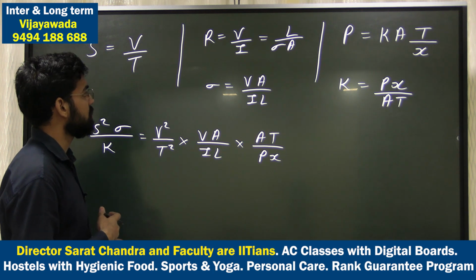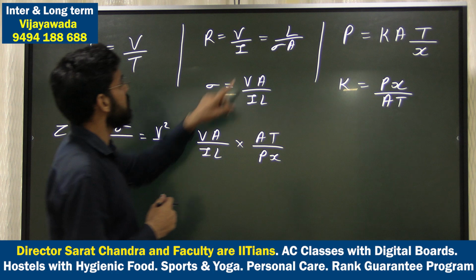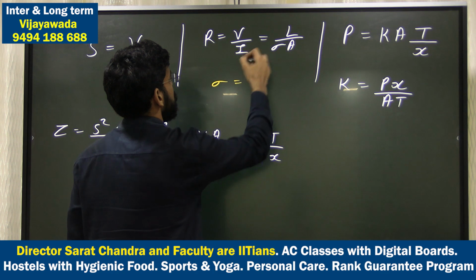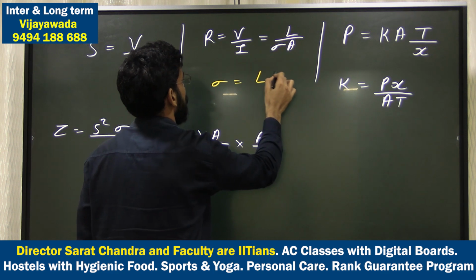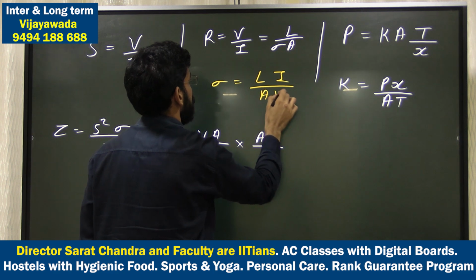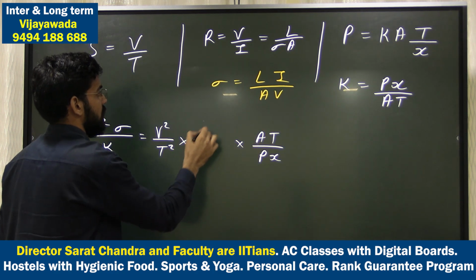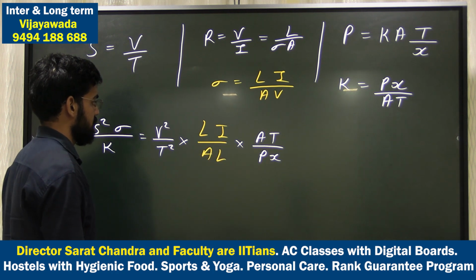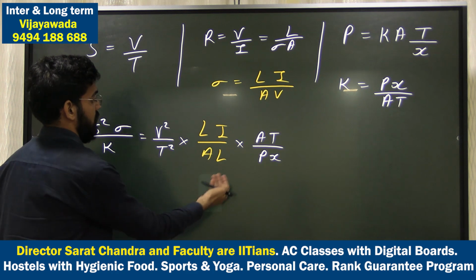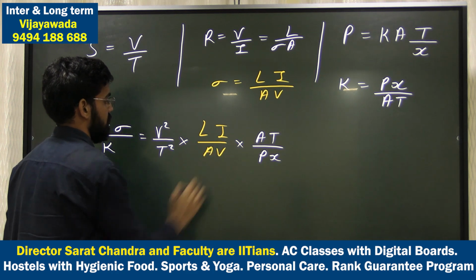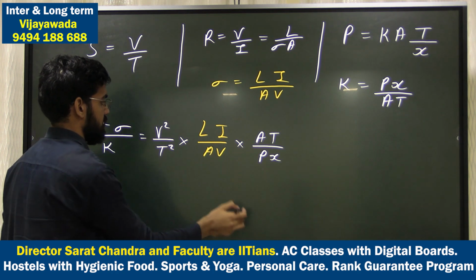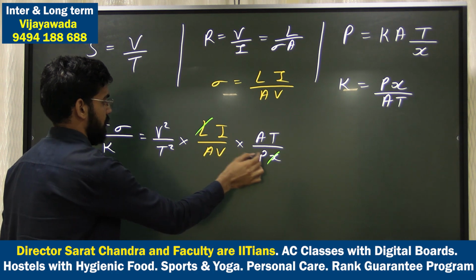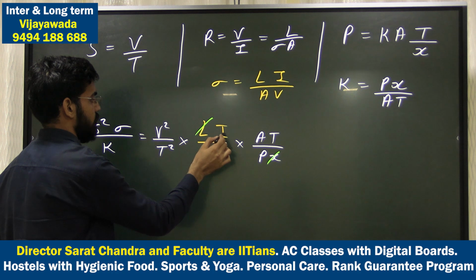Sigma, when we are writing, I will go this side. Sigma equals, multiplying that side, L I by V A, that's what I thought. L I by A V, correct? So if we see here, now, length cancels out, and what about power? Voltage V into I is power, right?